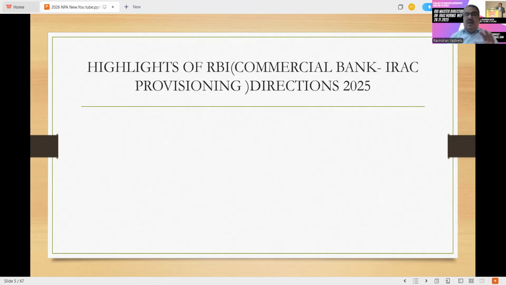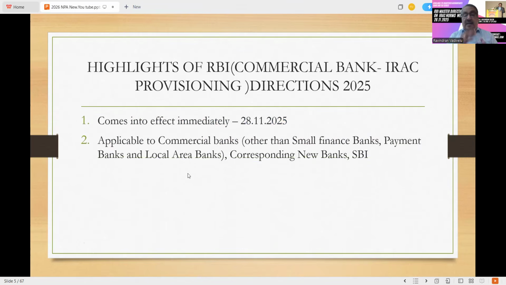Now all the existing IRAC norm circulars have been withdrawn by the Reserve Bank of India, and now they have given this as directions 2025, and they have modified everything on 28/11/2025. If you go to the RBI circular index and click November 2025, you will get all those modified directions. So this is a very important date in the banking industry. The date is 28/11/2025. This direction comes into effect immediately.